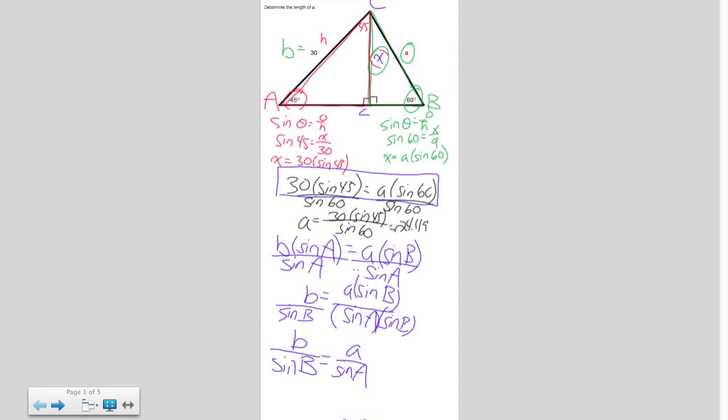This is the sine law. This is a relationship. These are the ratios that will be true of all triangles. A over the sine of A is equal to B over sine of B. And by extension, if I was to do yet another thing like this, eventually it will work out to be the same as C over sine of big C. And that is the complete sine law.